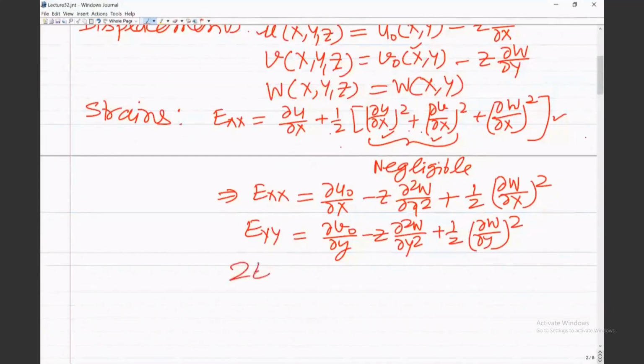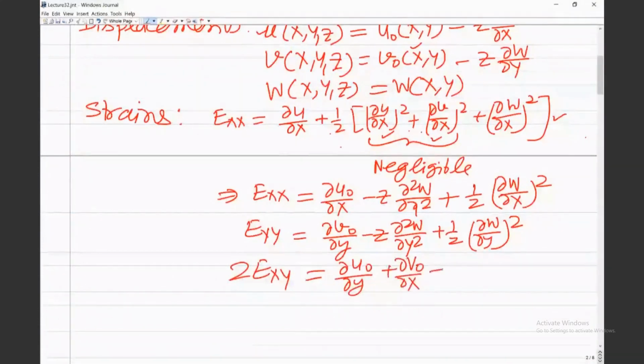And similarly, twice of exy can be written as del u naught by del y plus del v naught by del x, minus 2z into del 2w by del x del y, and plus the nonlinear terms would be del w by del x and del w by del y. The nonlinear terms due to u and v are assumed to be negligible.